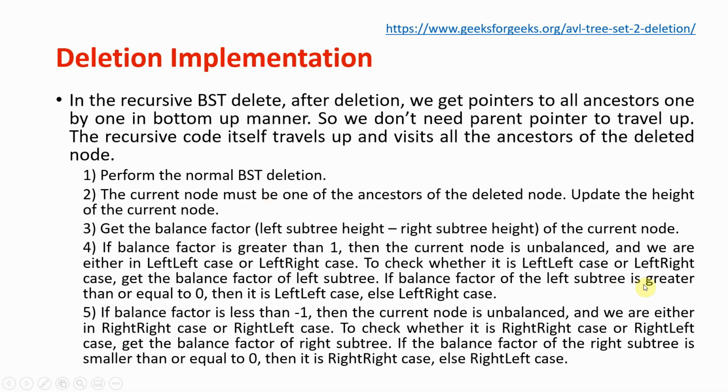Okay, another algorithm, which is similar to the algorithm for insertion that we implemented. So perform the normal BST deletion. Just keep in mind that because we are doing the delete function recursively, this propagation upwards towards the root, and checking all the nodes in the path from the new leaf towards the root, is going to be done automatically, because we have recursive calls. So we don't need a parent pointer to travel up. The recursive code itself travels up and visits all the ancestors of the deleted node. This is one of the advantages of the recursive function. So we perform the BST deletion.